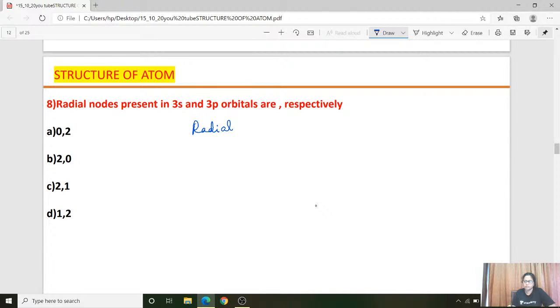Concept wise also we know. Otherwise, use the formula: radial node is equal to n minus L minus 1. When I say 3s, n is equal to 3, minus L is equal to 0. Students, you know, L is equal to 0 means s, L is equal to 1 means p, L is equal to 2 means d, isn't it?